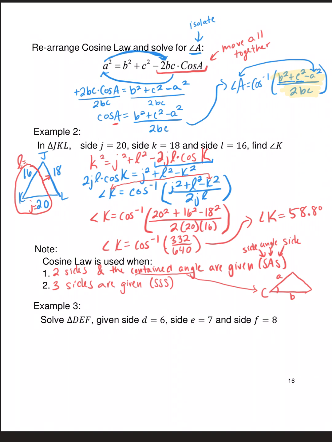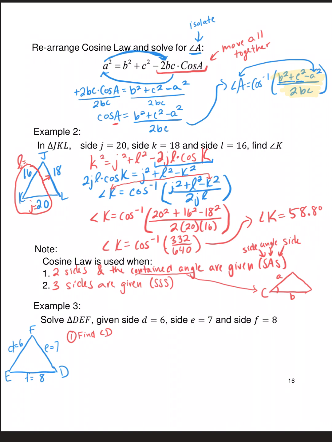Let's draw this to start. Let's say D, E, and F. So side length D is equal to 6, side length E is equal to 7, and side length F is equal to 8. So like the previous example, we don't have any angles, so we could start by just deciding which angle we are going to solve for. And we'll just keep it in order. Let's find angle D first.